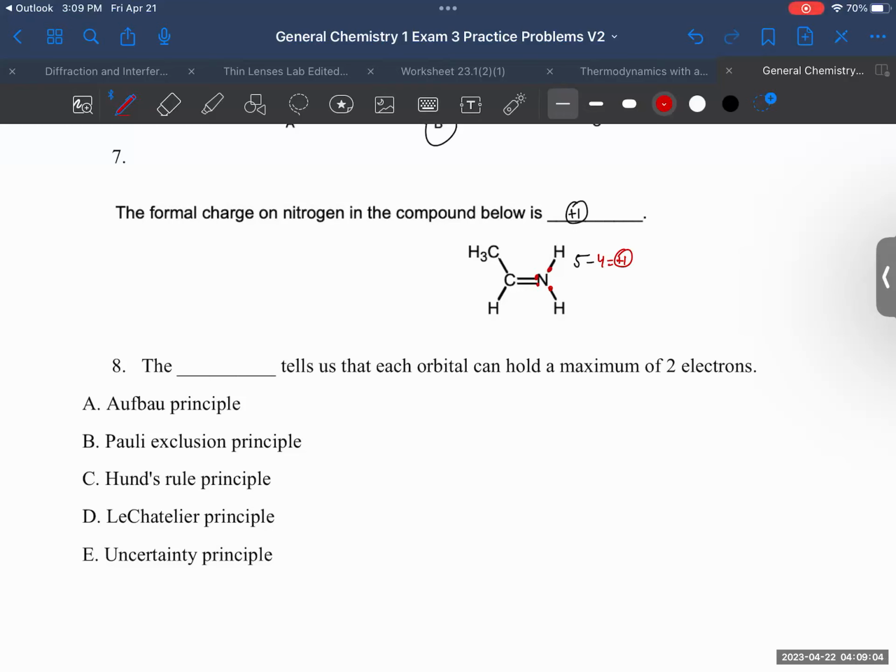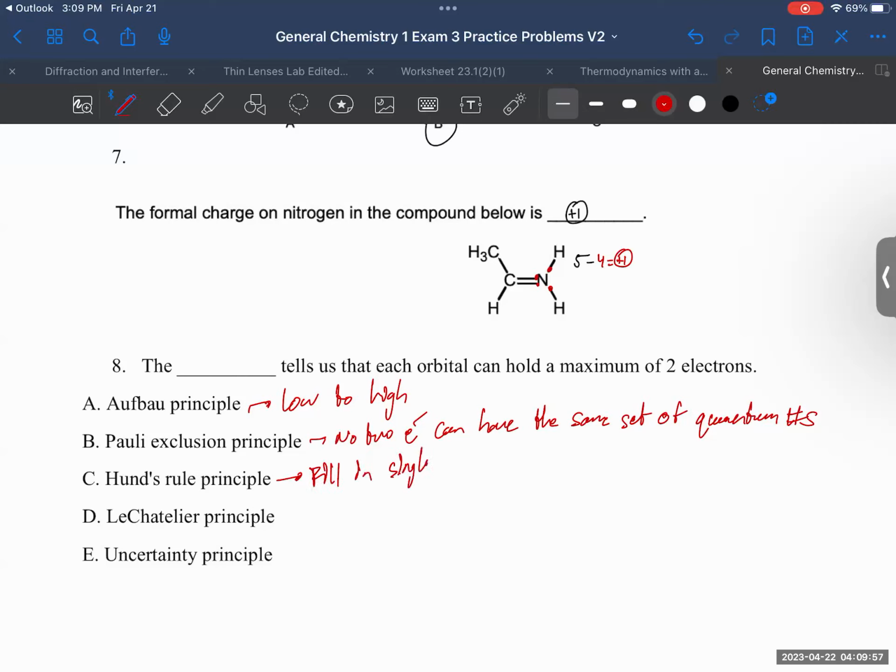Yeah, you have to fill in the lowest energy level before you fill in the highest. Low to high. What about Pauli's exclusion principle? You can't have 2 of the exact same ones. Yeah, no 2 electrons can have the same set of quantum numbers. What about Hund's rule? Yeah, so you fill in single electron orbitals first and then double up.